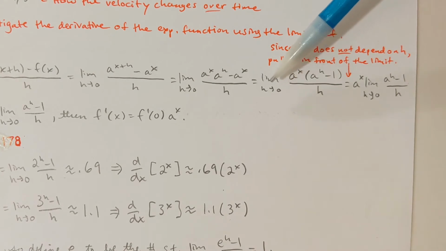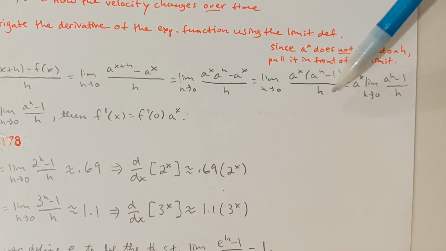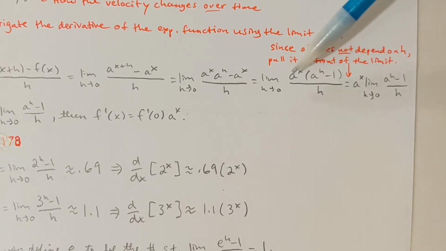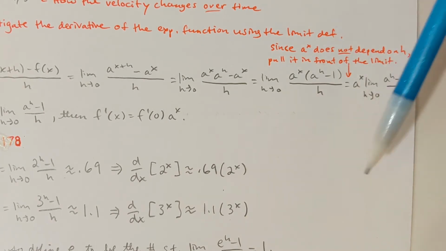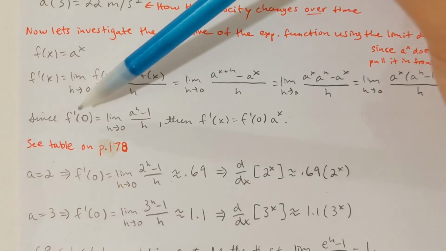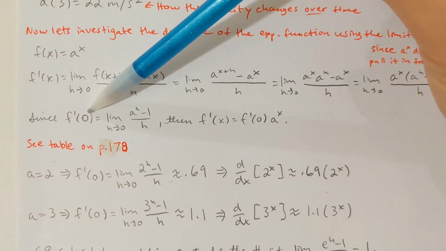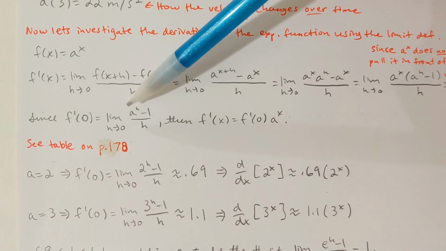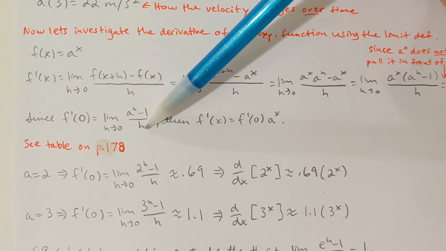Now, this function is in terms of h, so anything involving h has to stay inside the limit. a to the x does not depend on h, so you can treat that as a constant. Constants can come out of limits. Okay, so now I'm at this point here. Well, f prime of 0 is the limit as h approaches 0 of a to the h minus 1 over h. Where does that come from?